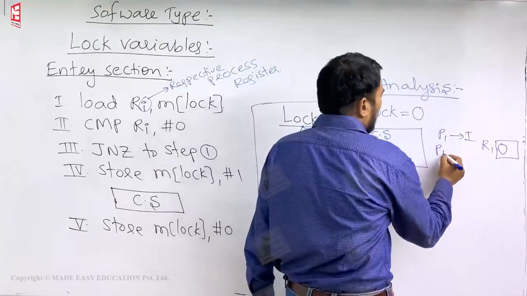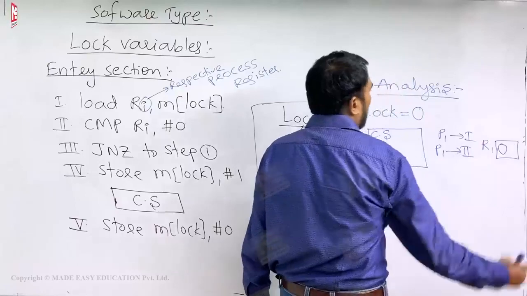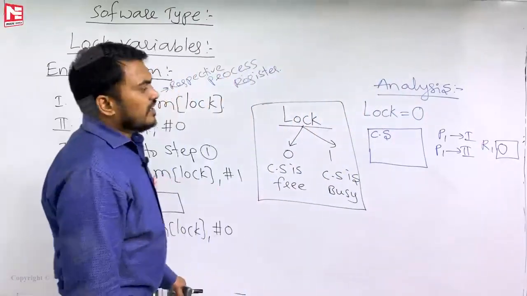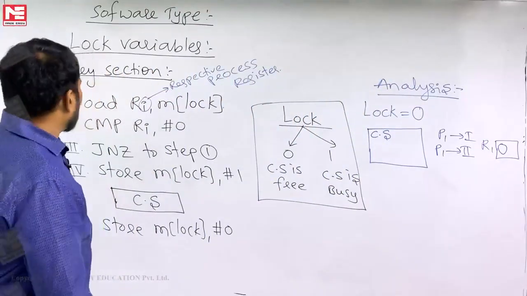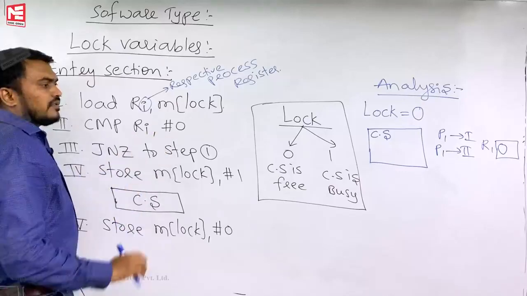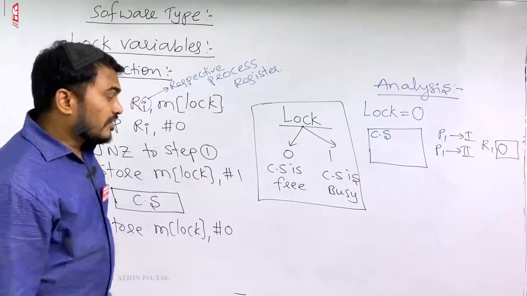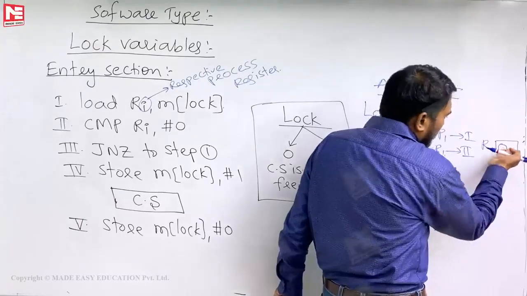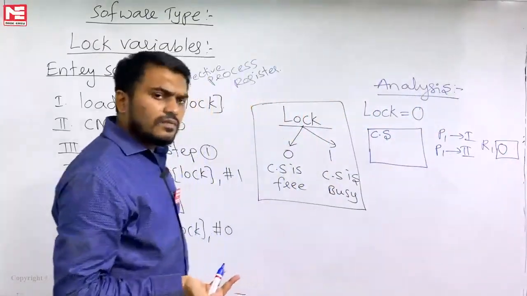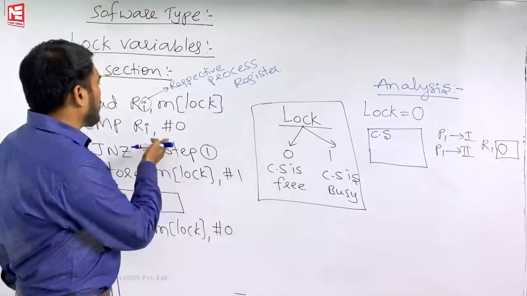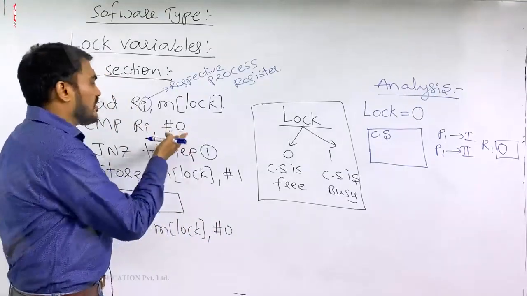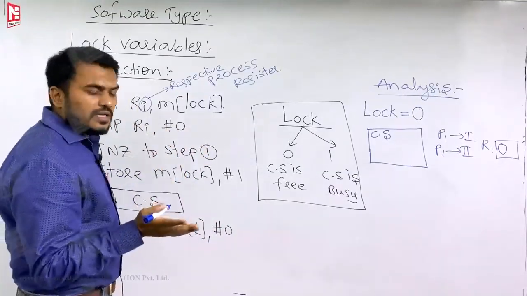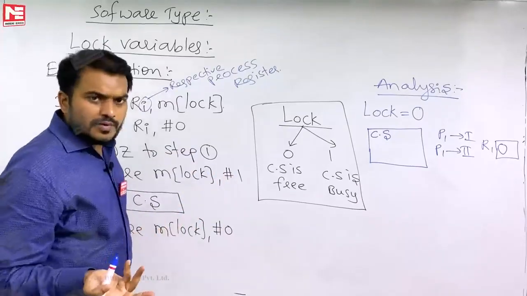And next, now P1 is executing the second instruction. What is the second instruction? Compare the register value with 0. Now tell me, when you compare the register value with 0, is it 0 or non-zero here? Sorry, 0. This is 0 and that is also 0, we are comparing 0 with 0, both are the same. So that is same only, so no problem, right?